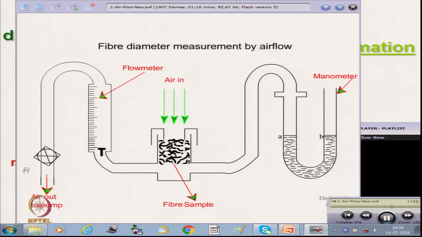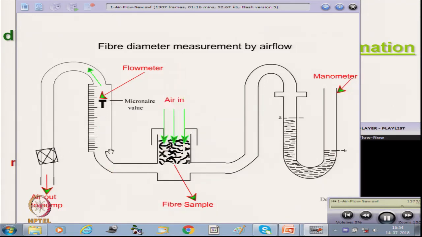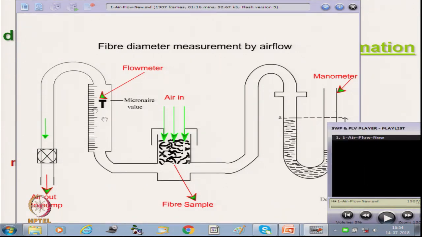Okay. Now, we have started the pump, air is being sucked, and the rate of flow of air is measured by this float. Okay. This float height is indicating the rate of flow, and this gauging is actually to measure the flow rate, but it is not gauged in terms of flow rate, it is directly in terms of diameter or micron air value or mass per unit length. Okay. So, one thing is very important: the pressure. We have to maintain this pressure. If the pressure is different, then we have to adjust the pump. Okay. So, to maintain a certain pressure, for a constant pressure we have to measure the flow rate here.